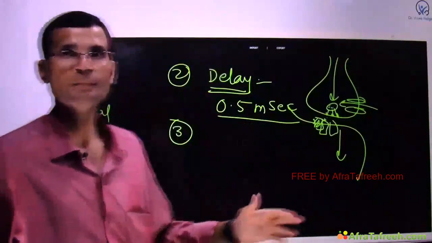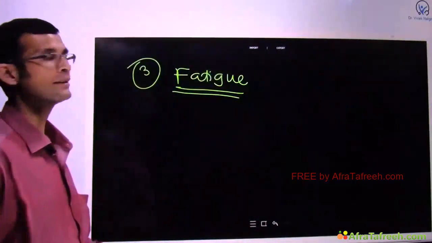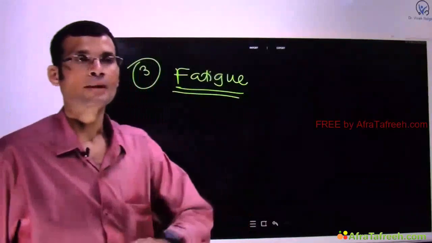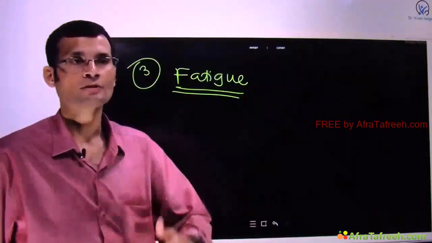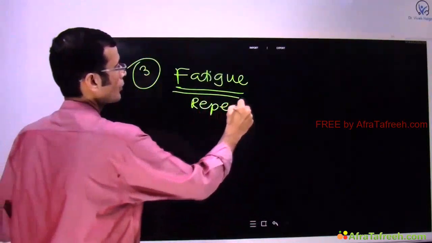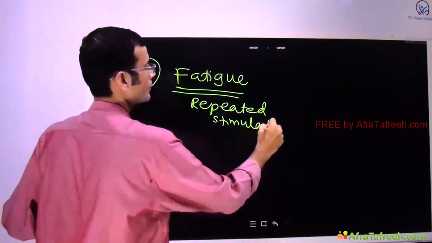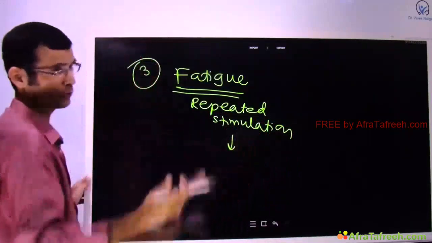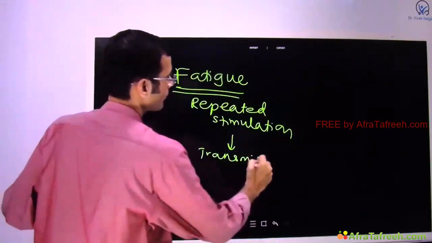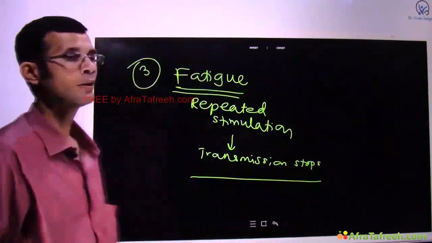So that's delay at the synapse. The third property of synapse is fatigue. The property goes thus, that repeated stimulation of a synapse for a long time and the neurotransmitter is exhausted. Repeated stimulation, low frequency stimulation, but repeated stimulation for long durations, and the transmission stops for some time. That's called synaptic fatigue. Transmission stops for some time.